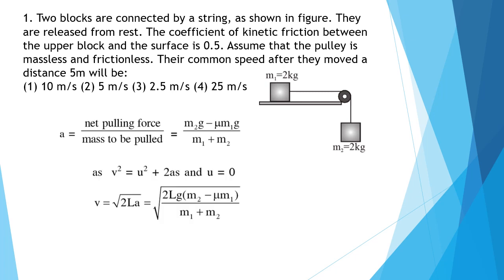Now we know that v square is equal to u square plus 2as. We know the acceleration, we know the distance covered, and u is equal to 0. So we can find v. When we solve, we get the value of v, and when you substitute the values in it, you get the answer, that is 5 meters per second. So the correct answer will be option 2.